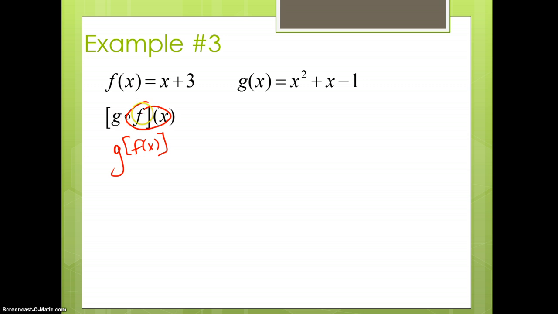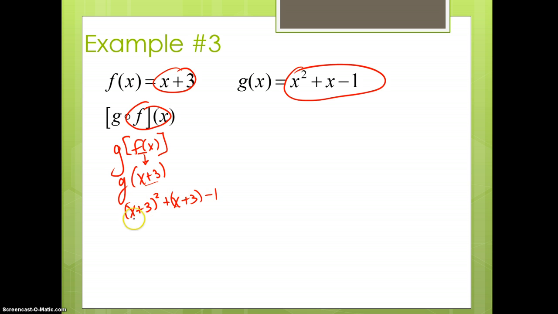G of f of x. So we know what f of x is. Instead of writing f of x, we're going to write x plus 3, because right up here they told us that's what f of x was. So now we have g of a certain chunk of information. We go back to our g function and for every x, we plug in x plus 3. So notice this is my g function, but instead of x's, I have x plus 3. So here it's squared, here's a single one, and minus 1.